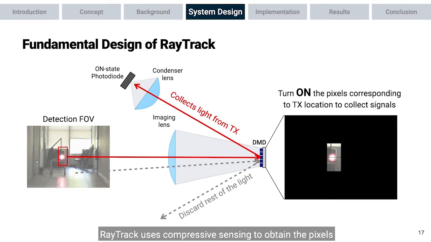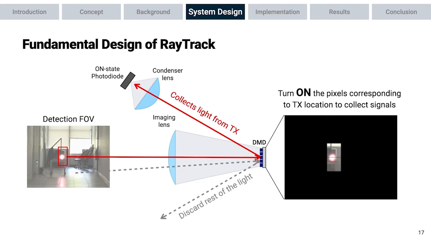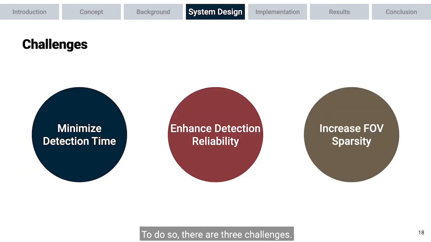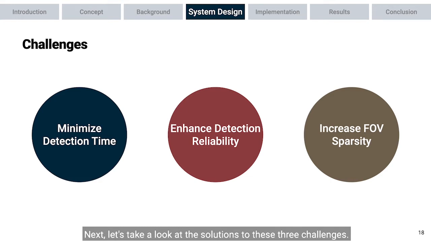RayTrack uses compressive sensing to obtain pixels corresponding to transmitter locations. To do so, there are 3 challenges. First, how to minimize the detection time with compressive sensing using a high compression ratio. The second challenge is to enhance the reliability of detection performance with high compression ratios. Finally, the third one is to increase the sparsity of the detection field of view. Next, let's take a look at the solutions to these 3 challenges.